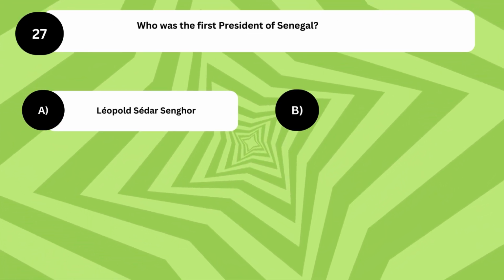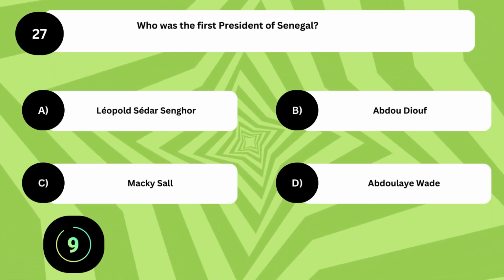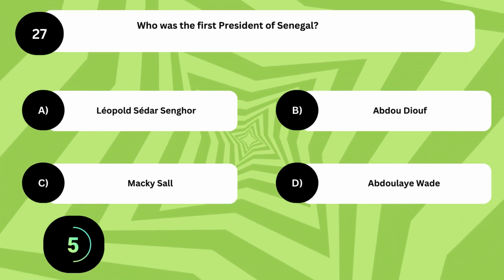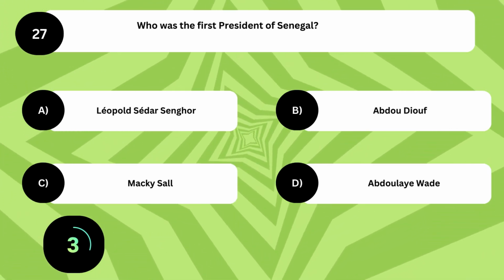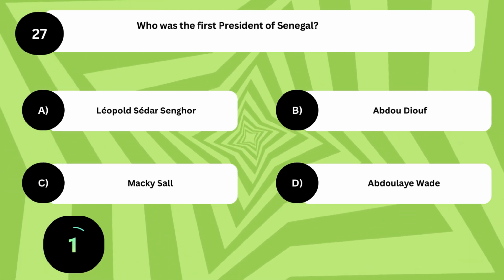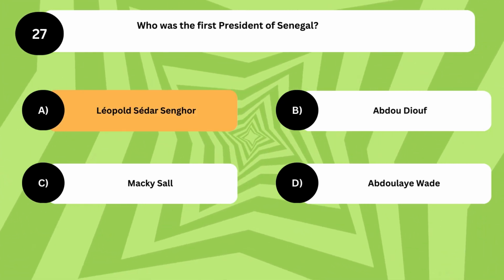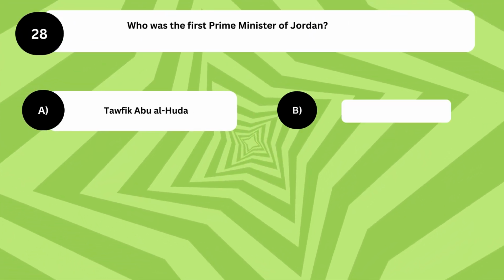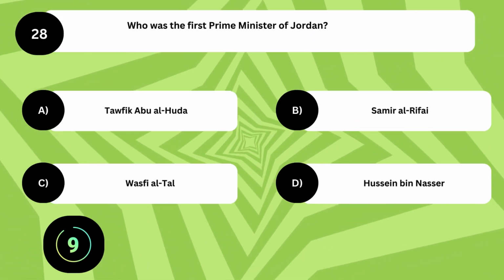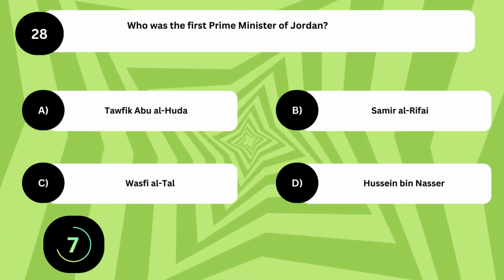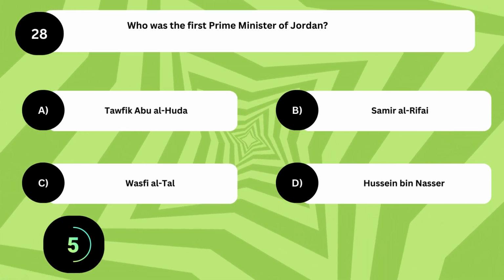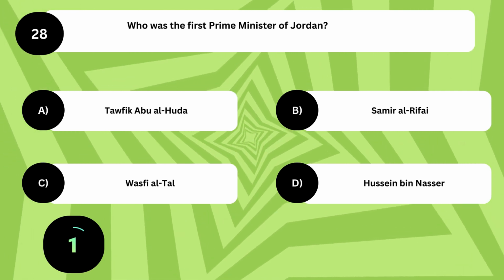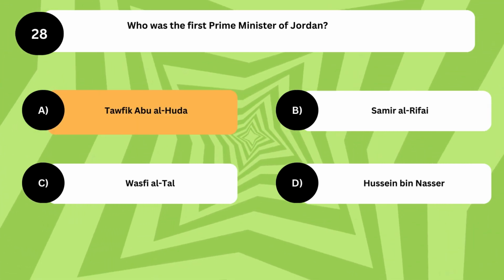Who was the first president of Senegal? The answer is Leopold Sedar Senghor. Who was the first Prime Minister of Jordan? The answer is Tawfiq Abu al-Huda.